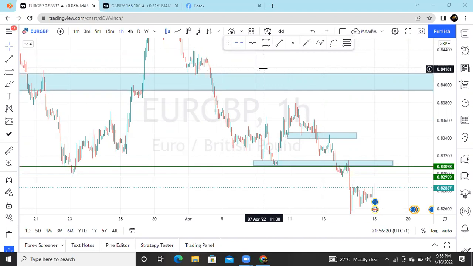Supply and demand is the driving force behind changes in price in the market. When there are more buyers than sellers, the market will move up, obviously. Conversely, when there are more sellers in the market, the market will move down. And when buyers and sellers are more or less balanced, the market will range. I'm sure all of us know this. So how do we now identify supply and demand zones in the market?